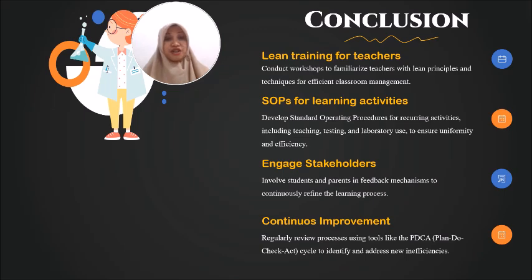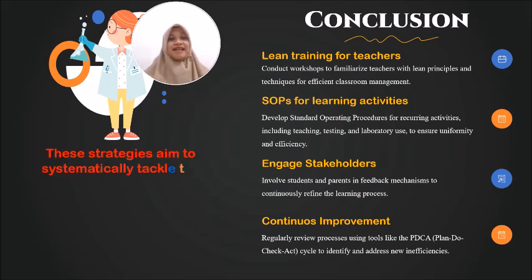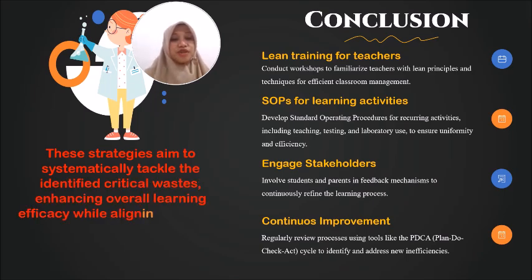The third is about engaging stakeholders. We should involve students and parents in feedback mechanisms to continuously refine the learning process. Last but not least is continuous improvement. Schools should regularly review processes using tools like the PDCA, Plan, Do, Check, Action, cycle to identify and address new inefficiencies. This strategy aims to systematically tackle the identified critical wastes, enhancing overall learning efficiency while aligning with lean education principles.